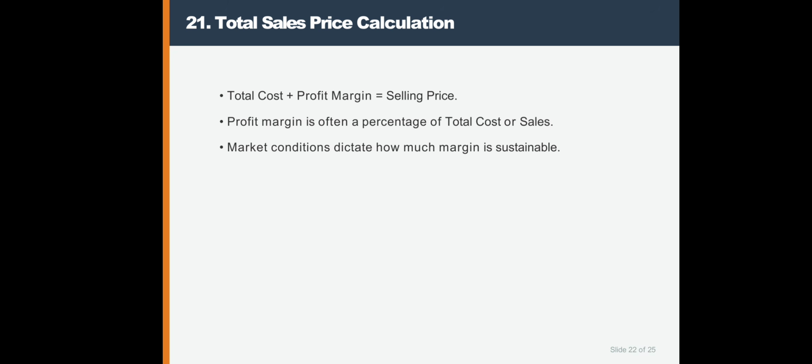So selling price can be calculated by the equation: selling price is equal to total cost plus profit margin. Profit margin is often a percentage of total cost or sales. Market conditions dictate how much margin is sustainable.